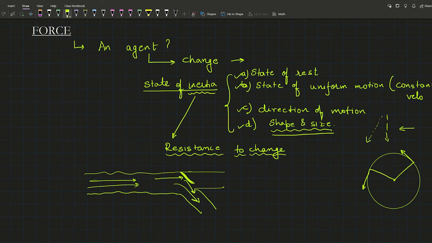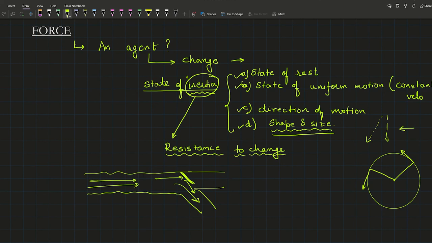All these indicate that everything in this universe has some inertia or resistance. Whatever state it is in, whether it is of rest or uniform motion or moving in one particular direction or having one fixed shape, it will inherently try to resist any change being caused to it. That's what is called state of inertia. I hope you understood this word inertia, and the entire dynamics which we are going to study now, Newton's laws and their implications and applications.